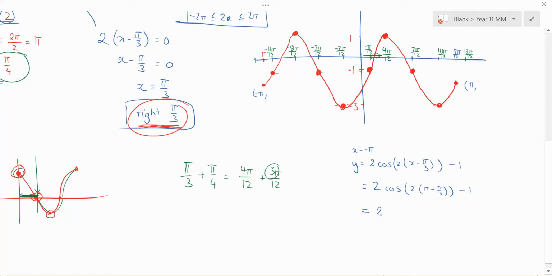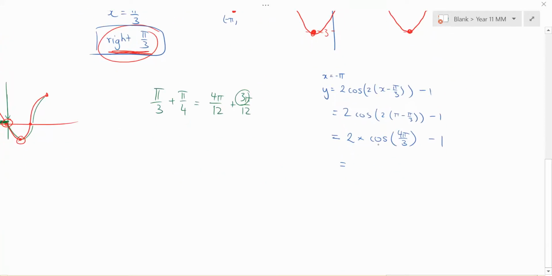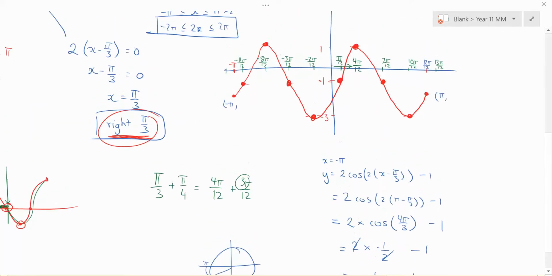And let's work this out. So 2 times cos of, what's that? Pi minus pi on 3 is 2 pi on 3. So that makes it 4 pi on 3, minus 1. At this point, if you want to use a CAS, you can use a CAS as well. I personally know where 4 pi on 3 is. It's in the unit circle. That's technically pi with an extra pi on 3. So cos is negative, and cos of pi on 3 is half. So this is times negative half. Yeah, times negative half. 2 minus 1. Cancel out the 2, so minus 1, minus 1. So negative 2. So that tells me this is negative 2.